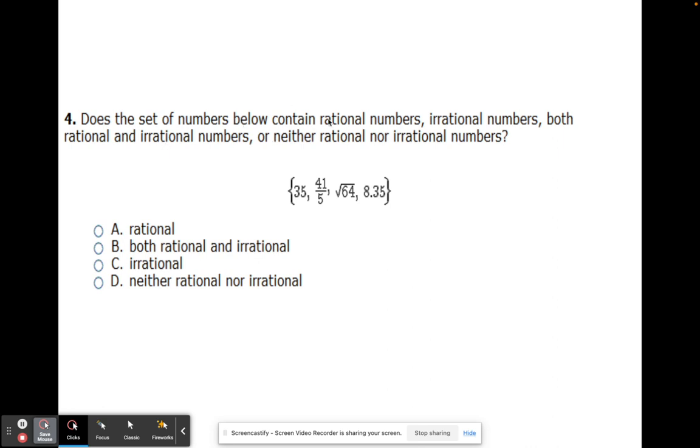Does a set contain rational numbers, irrational numbers, or both? Now these ones we can't have a both because we have a list. 8.35, that's rational. 8 3/3500, I can certainly write that as a fraction. Square root of 64 is 8, so that's rational. 41 divided by 5, this is written as a fraction. If I can write it as a fraction, it is rational. And 35 is a rational number. These are all rational numbers.